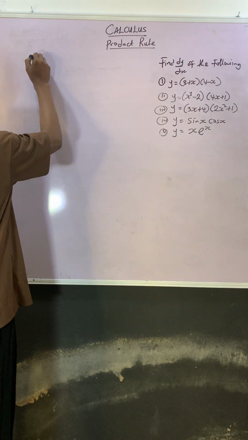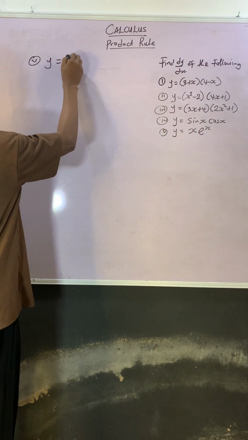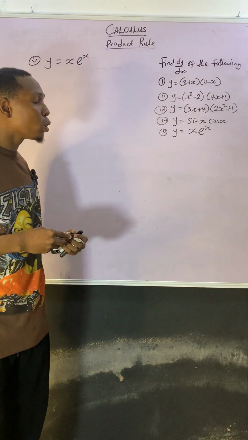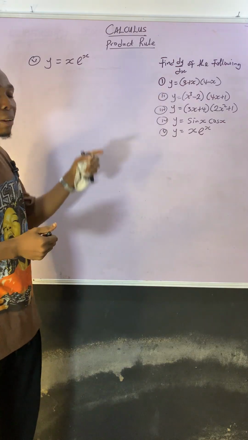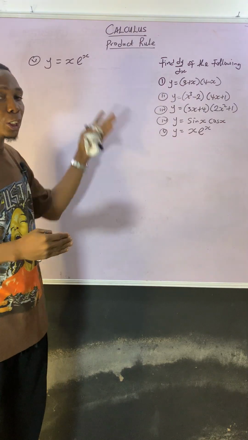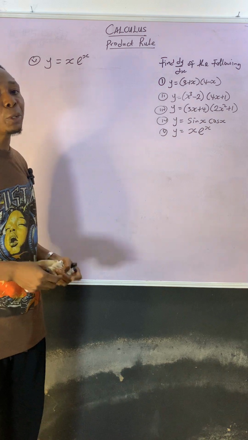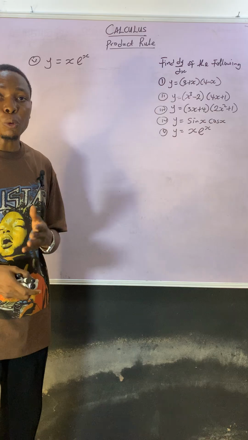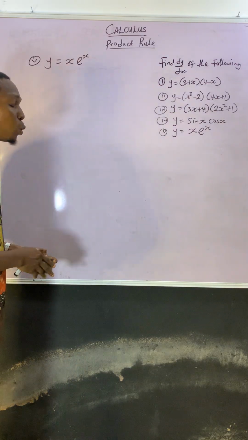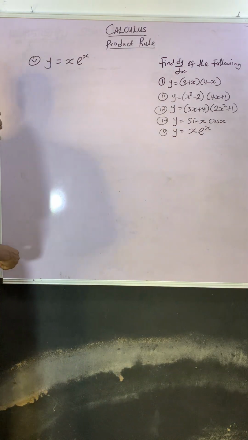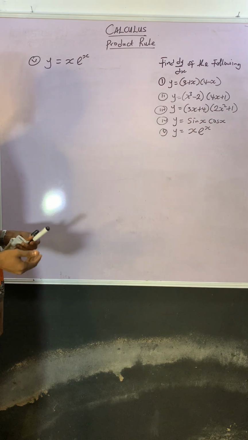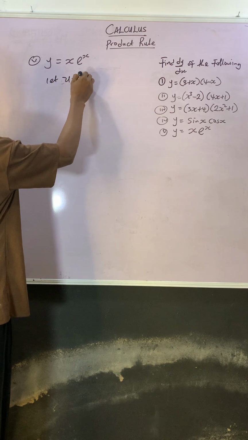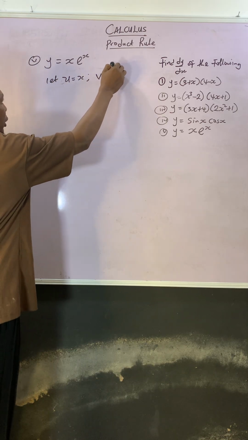Question number 5. We have y equals x e to the x. This very one is under the exponential function. But here, you can see x is multiplied by e to the x. So the rule you are still going to apply is also known as the product rule. But before you can solve this, you have to understand the exponential function, though it's not really that difficult. So from here, what do you need to do? Still assign a variable to both of them. Let u equal x and v equal e to the x.